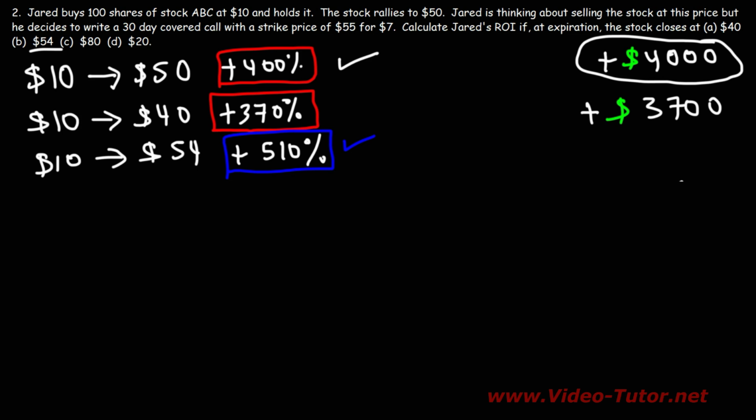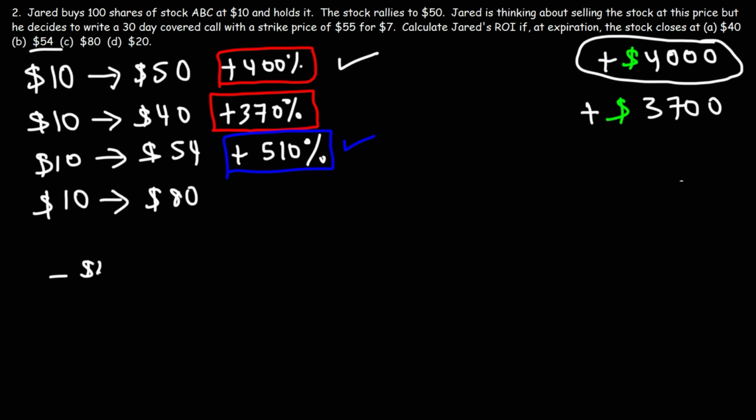Now let's look at the third scenario. If the stock rallies to 80, in this case, it would be better for him to hold the stock and sell it at 80 rather than writing the covered call option at 55. But let's get the answer for this one.